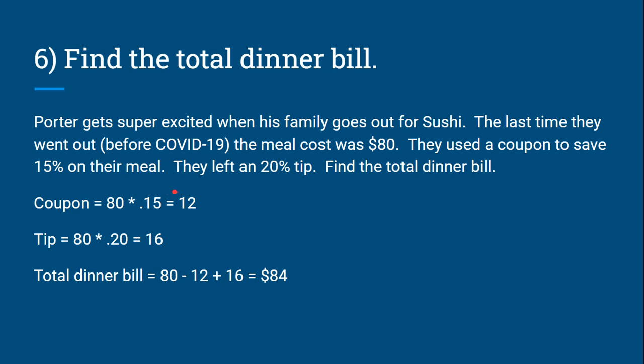To get the discount, you're going to take the $80, multiply it by decimal 15, which means 15 cents for every dollar, and you get 12. So the coupon saves Porter $12. Now to get the amount for the tip, you do not subtract 12 from 80. You use the same $80 that was the original amount and multiply it by decimal 20, and that gives you 16. So to get the total dinner bill, we're going to take the $80, then subtract the coupon amount, then add in the tip amount, and you get $84.